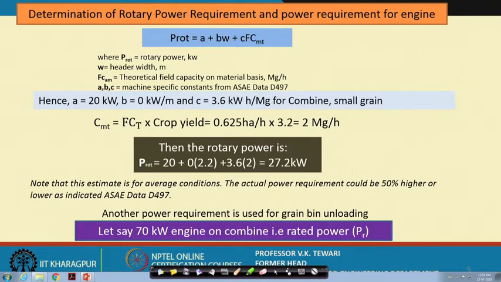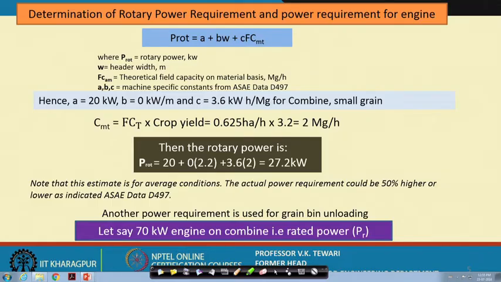Okay. Now, let us come to the determination of rotary power requirement and power requirement for the engine. It is very essential to know how much rotary power will be required and what the engine's total power should be, which will be the main power and will be delivered to the other units of the combine under consideration.